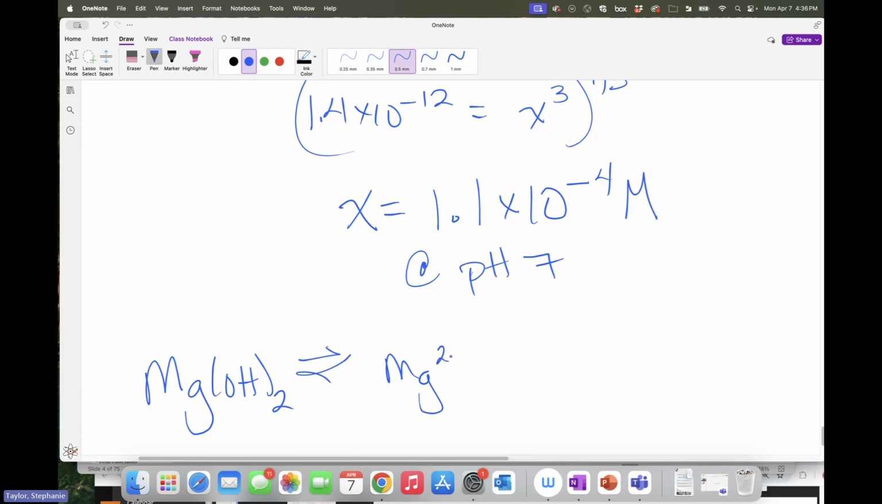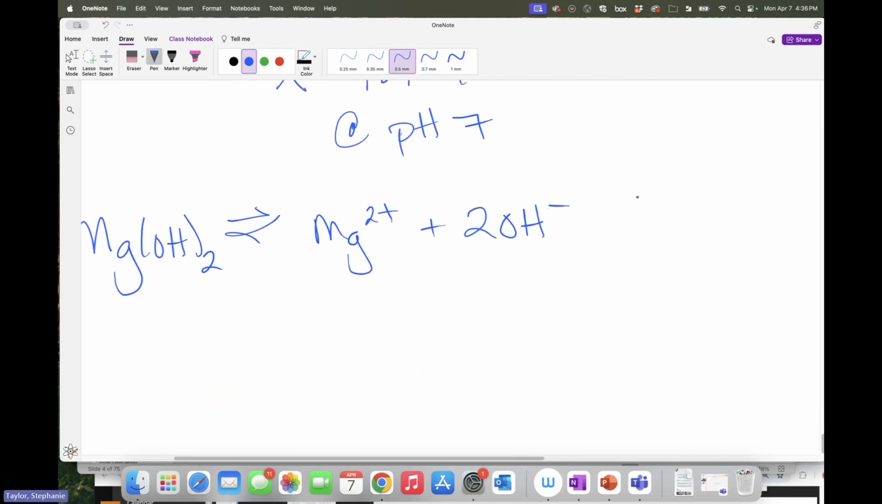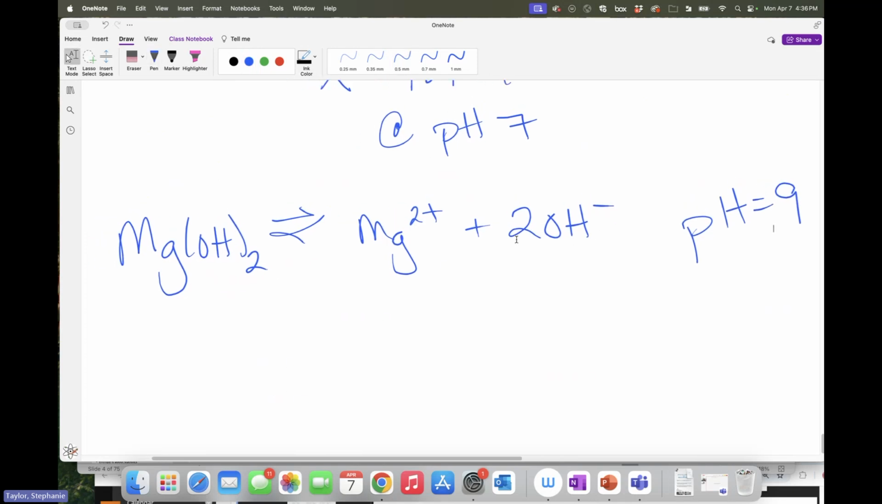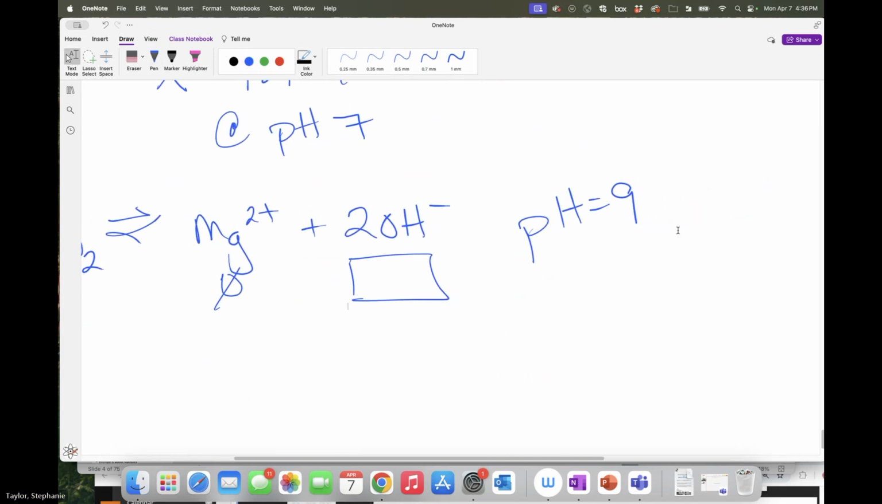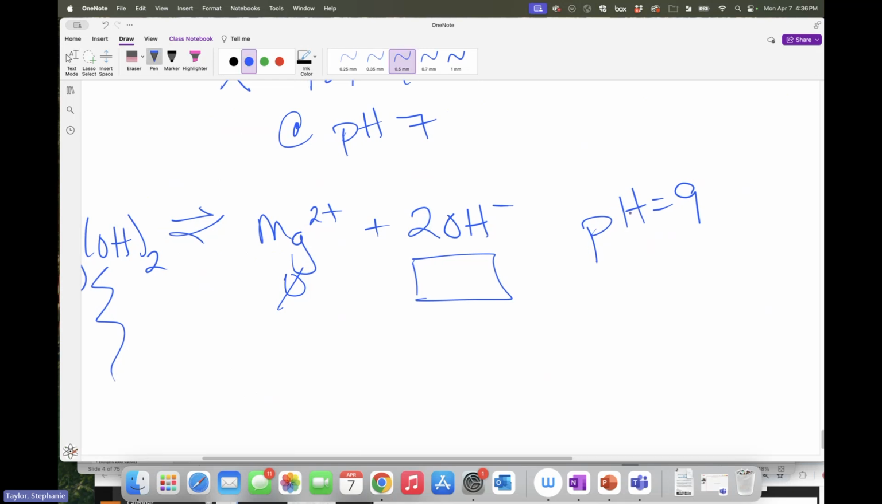So I still have my magnesium, I still have my 2 hydroxide, but we were using my pH equals 9. So at a pH of 9, I should know what my hydroxide concentration is. So I still don't care about my solid. I still have none of this, but this is changed. I know I have hydroxide. So I would really like hydroxide.